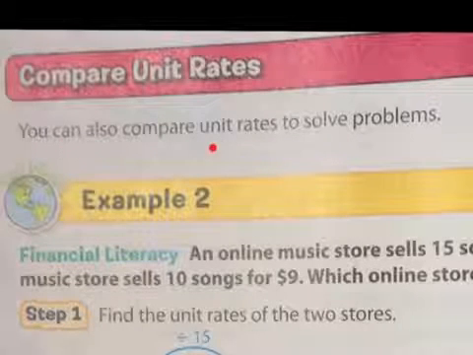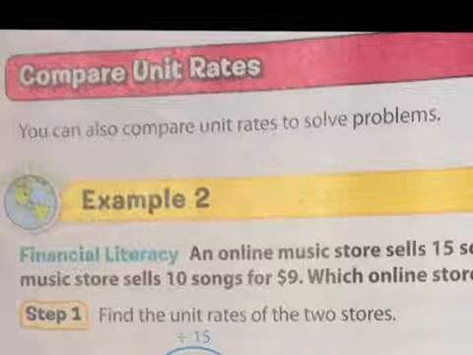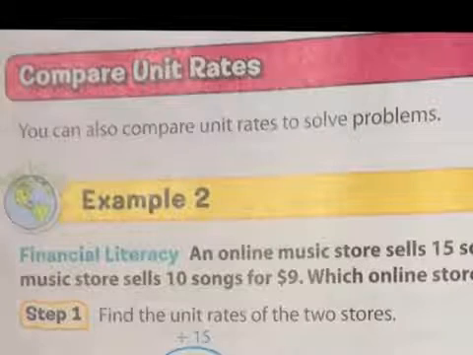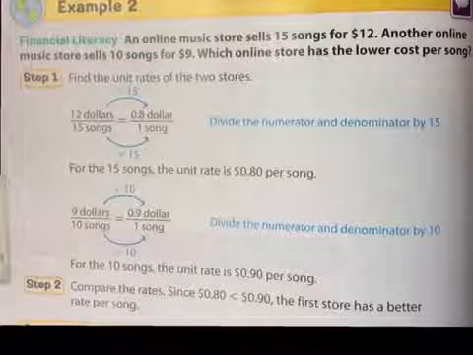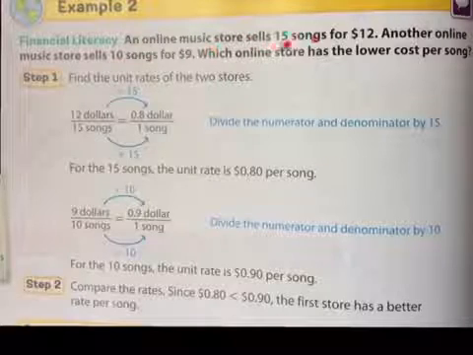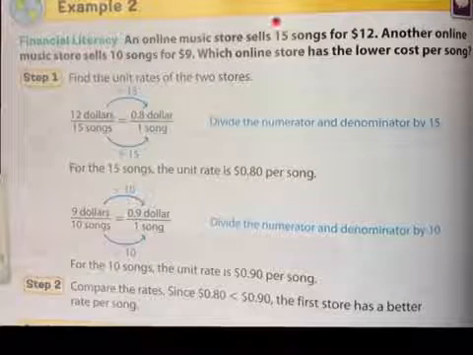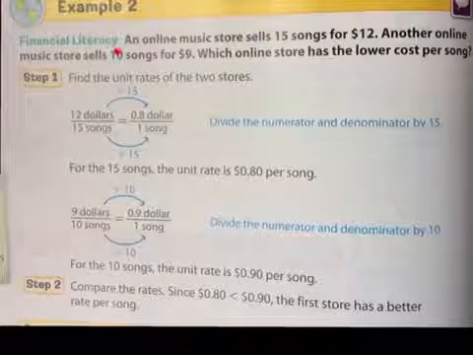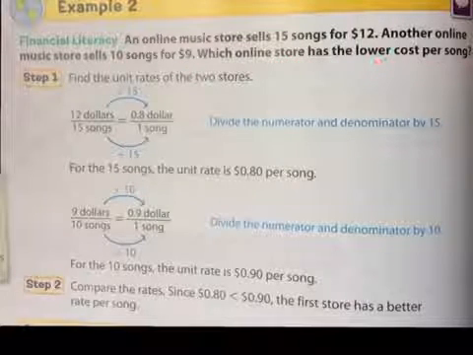You can also compare unit rates to solve problems. So we're going to compare unit rates to see if we can figure out what's more expensive or what's faster, and so on. Financial literacy, meaning talking about money. An online music store sells 15 songs for $12. Another music store sells 10 songs for $9. So we're going to compare. This is 15 over 12 and this one's 10 over 9. Which online store has the lower cost per song?